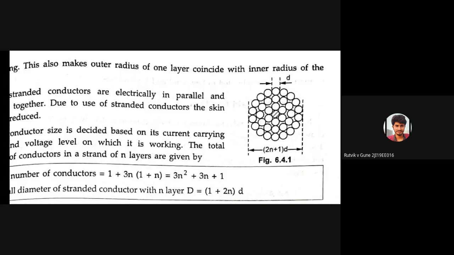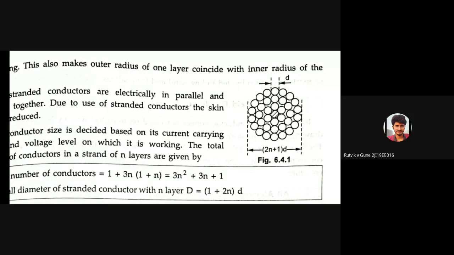This also makes the radius of one layer coincide with the inner radius of the next. So the stranded conductors are electrically in parallel and spiral together. Due to the use of stranded conductors, the skin effect is reduced. The conductor size is decided based on its current carrying ability and the voltage level on which it is working.